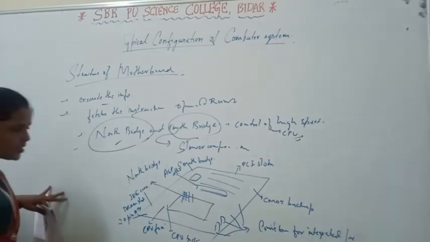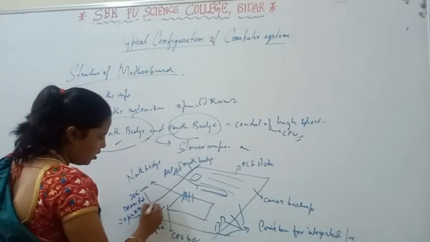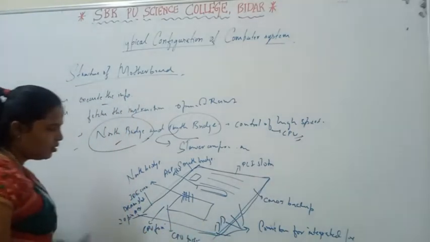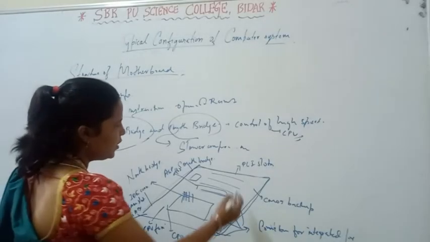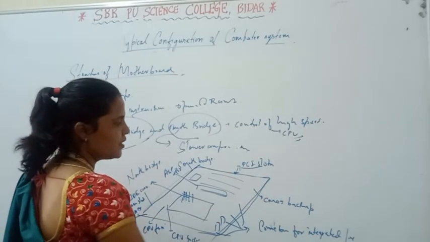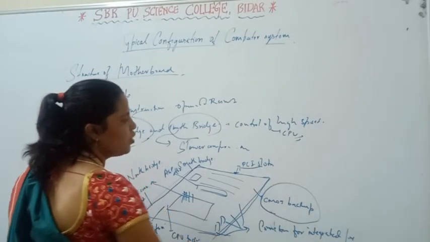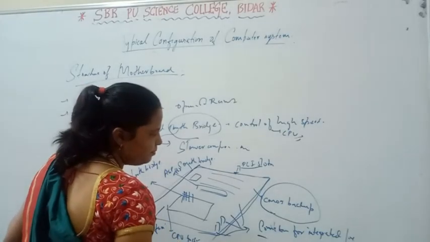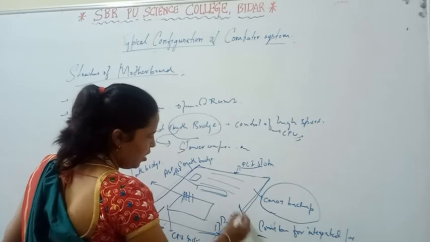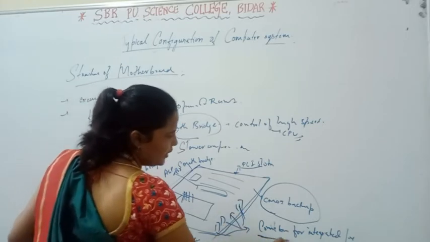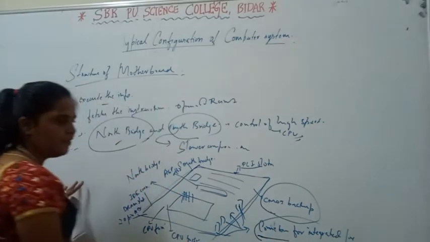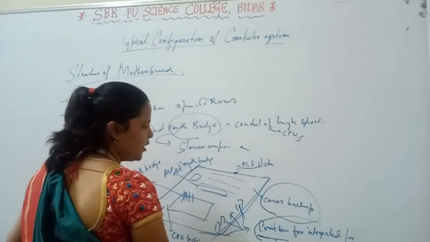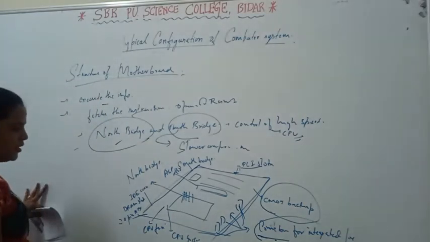So here you can see what a motherboard looks like. This is just a rough diagram. Here you can see the PCI slots are present, and the CMOS battery backup will be there. Various connectors are there, and these are for peripheral devices. Other devices also we can connect here. So these connectors are used for the peripheral devices.